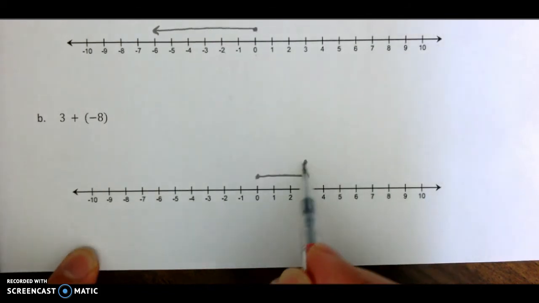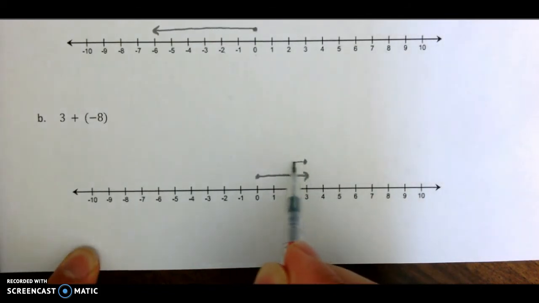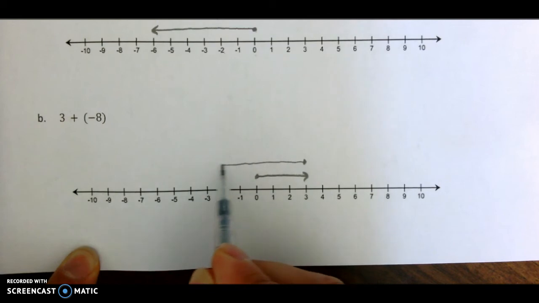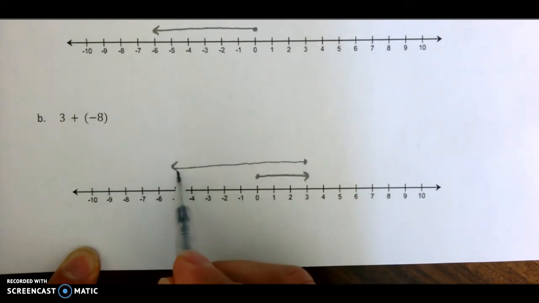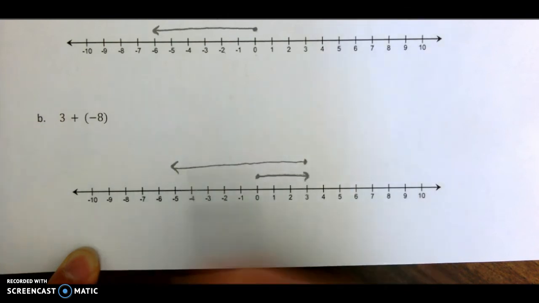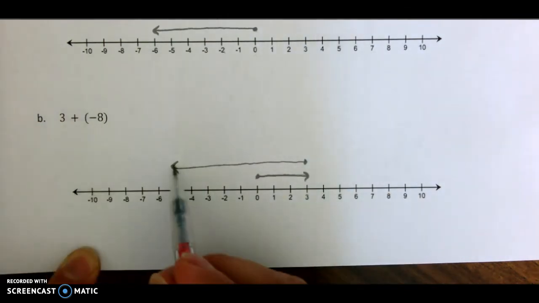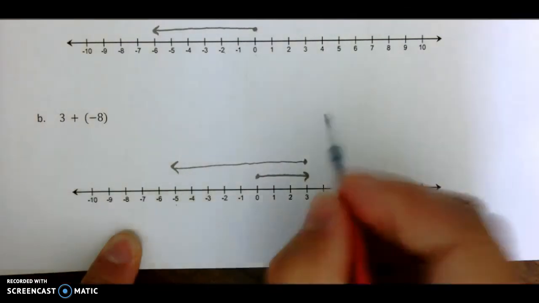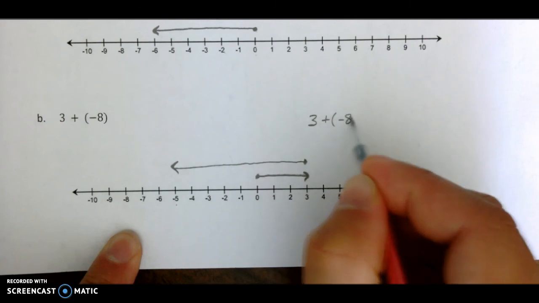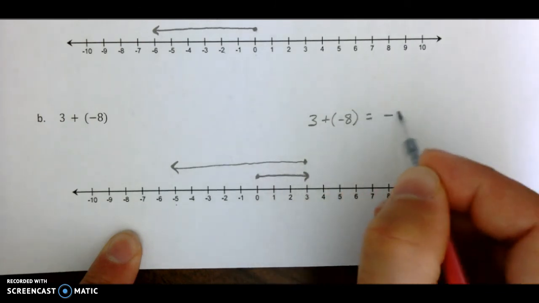And so I'm going to count to the left. 1, 2, 3, 4, 5, 6, 7, 8 units. I'm going to put my arrowhead here. Again, this arrow represents the number negative 8, but the arrow stops at negative 5, and so that's going to be the answer to our problem. 3 plus negative 8 is going to equal negative 5.